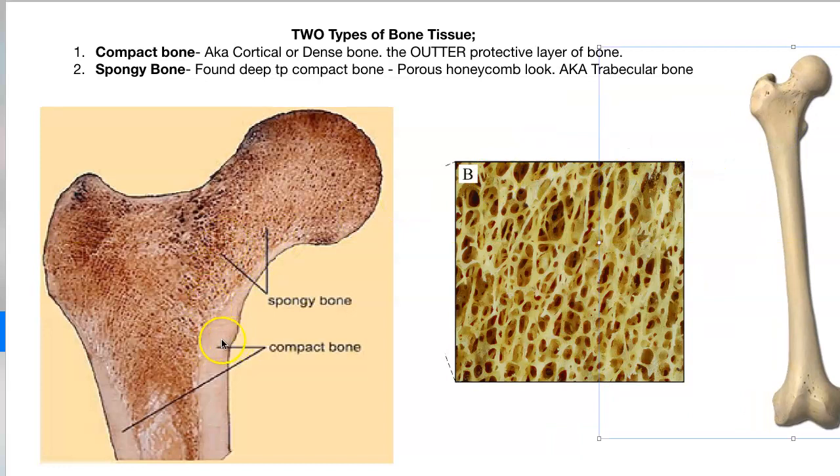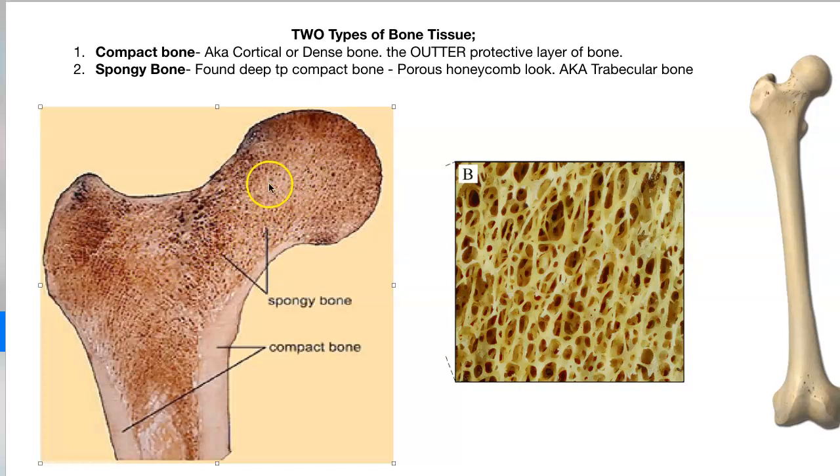Here is the compact bone. That's the thickness of the compact bone here on this part of the bone. Once it gets to this part of the bone, the compact bone is still there, but it becomes very thin up here. But the outline of the bone is all compact bone. Deep to the compact bone is going to be spongy bone.